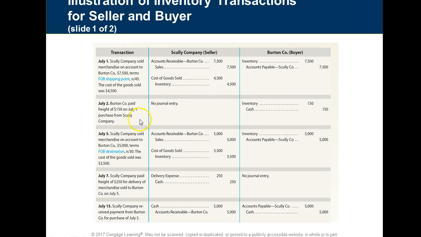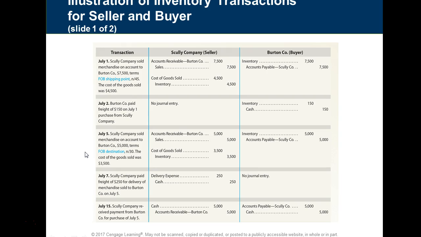Let's go down here. On the next one, July 2nd, Barton Company pays freight on July 1's purchase. Nothing to be done on Scully's side, but for the buyer, a merchandising firm using a perpetual inventory system, this is going to be the entry. We're going to debit inventory, $150, and credit cash. Let's take a look at the next one.